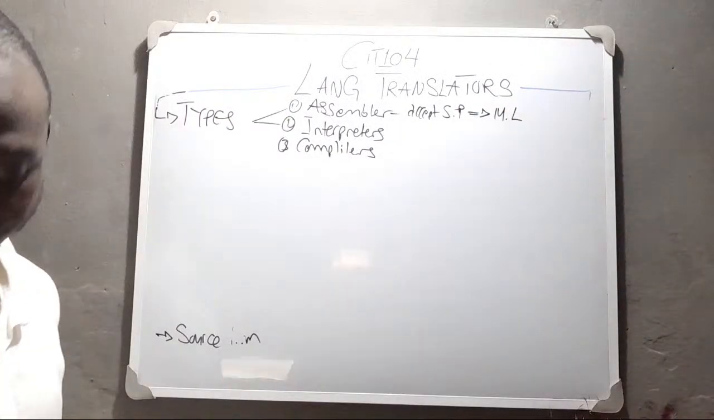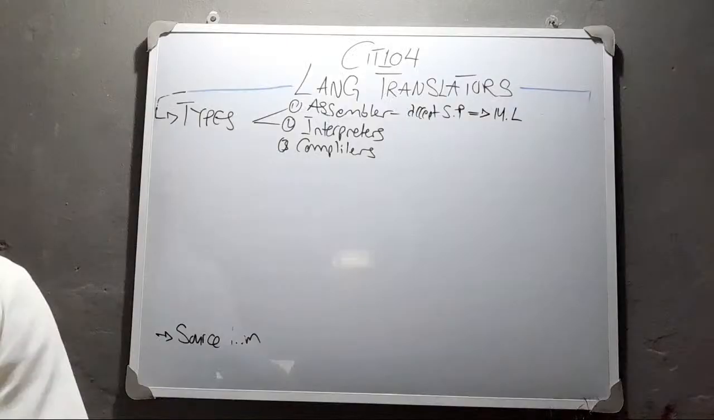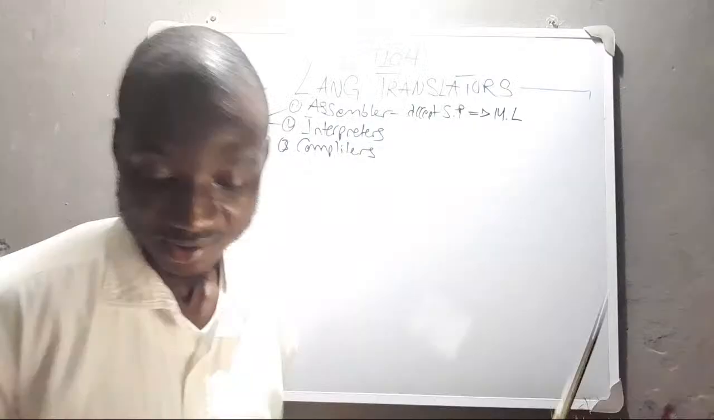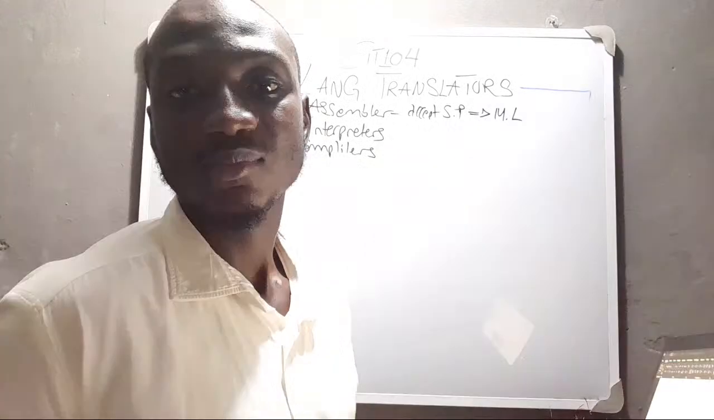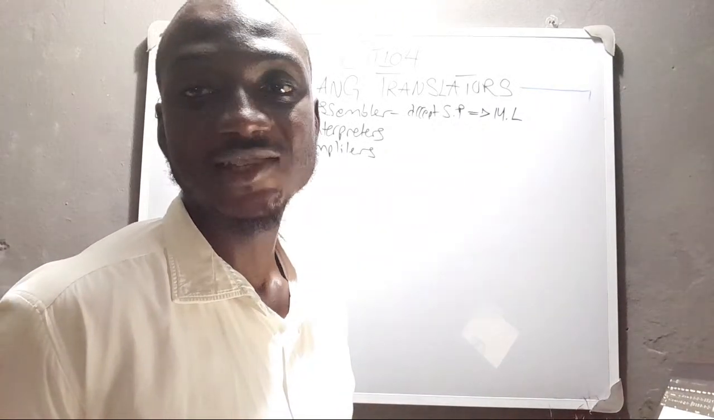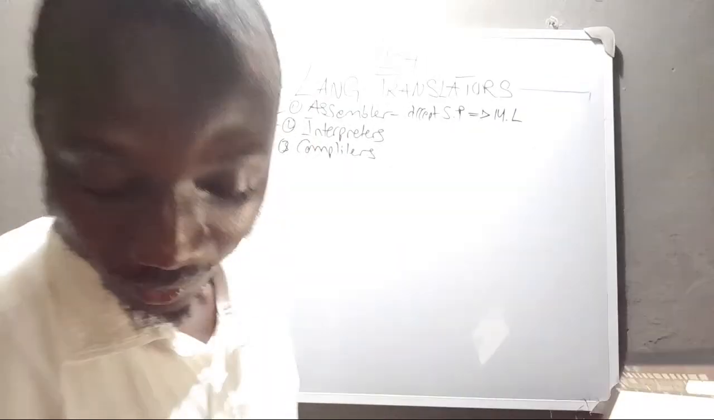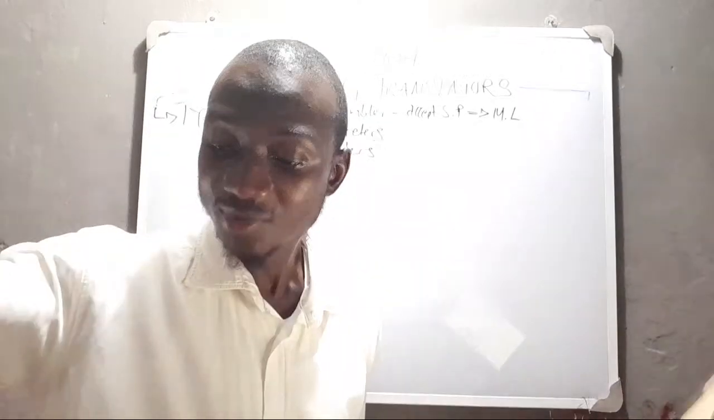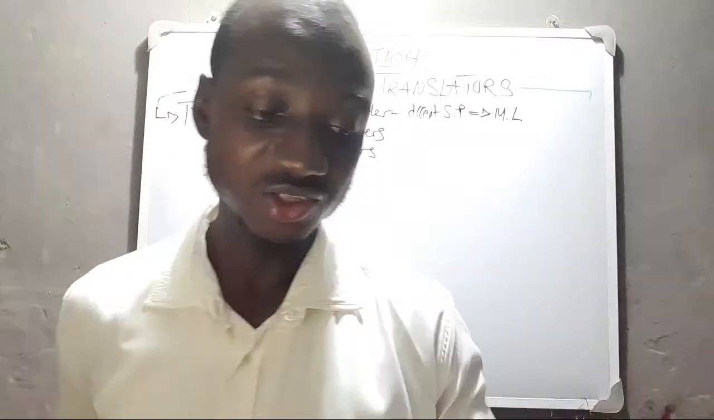Now, let me show us what the source program looks like. Let me open my browser. Is there any difference between source code and source program? No, they are the same thing, sir. A program is also a code. It's a series of instructions. What is a code? A code is also a series of instructions.